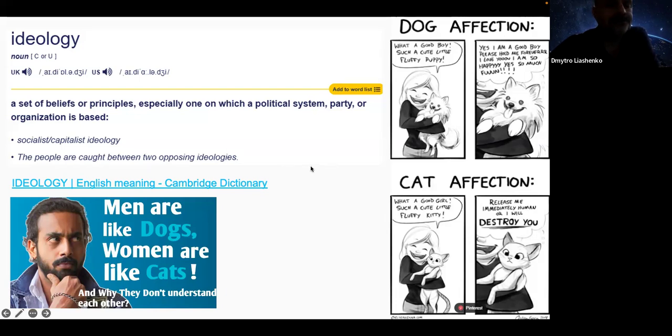For example, we can distinguish people who like dogs and people who like cats. And sometimes these can be different ideologies.